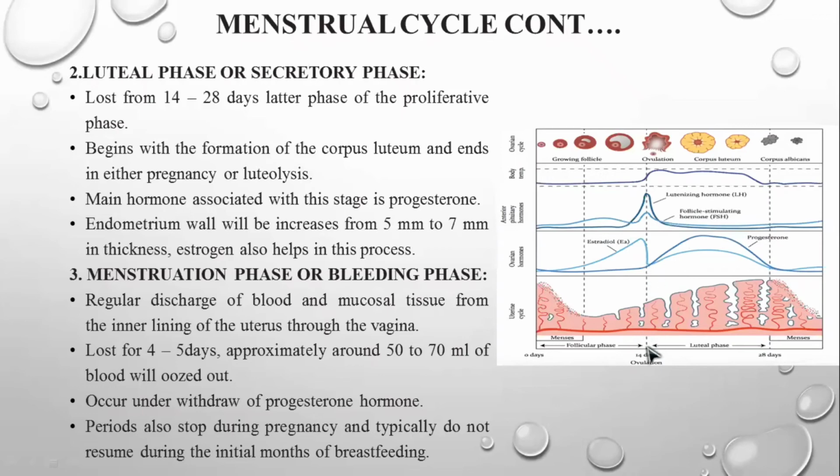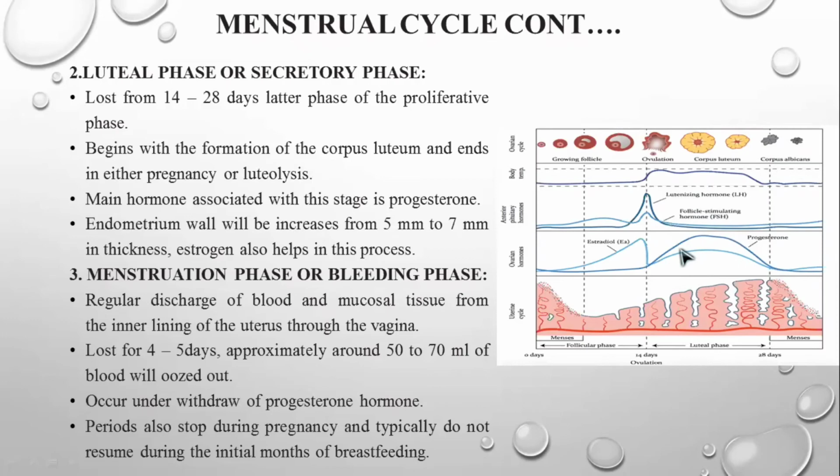And from the 14th day to the 28th day, that means the other 14 days, is going to be the luteal phase, or secretory phase. What happened? Ovulation takes place, and the corpus luteum develops. Then this corpus luteum will be disintegrated into corpus albicans. At that time, the corpus luteum is helpful in the secretion of progesterone. You can see the progesterone curve is higher in this phase.